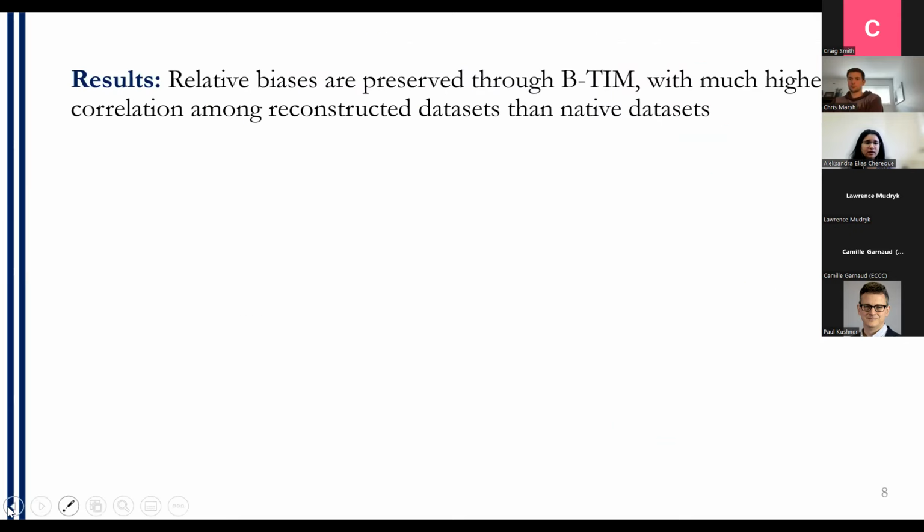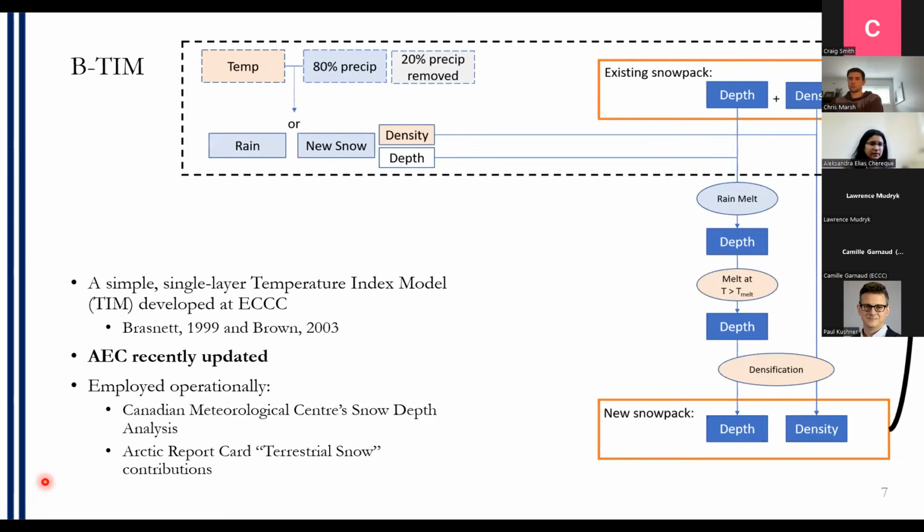So this model is, I'm so sorry, I don't know why it's skipping ahead. It's been used in a couple of different applications over the years. It's been used as the background model for the snow depth analysis at CMC, and it has also provided some of the data for the yearly terrestrial snow update in the Arctic report card.